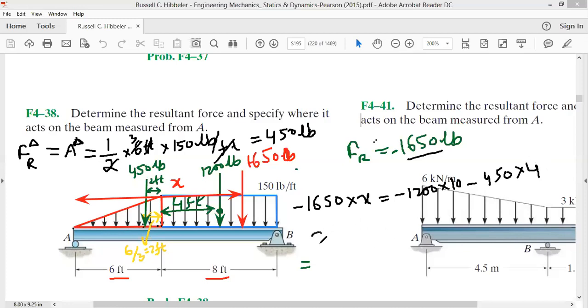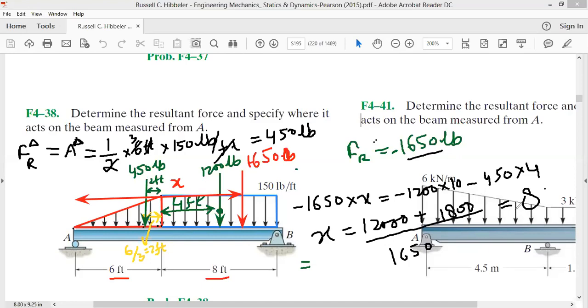Therefore we can calculate the value of x as 12,000 plus 450 into 4, that is 1800, divided by 1650. Since we are measuring distance in feet, the answer will be in feet. You can easily calculate it: 12,000 plus 1800 divided by 1650 comes out to be 8 point something.